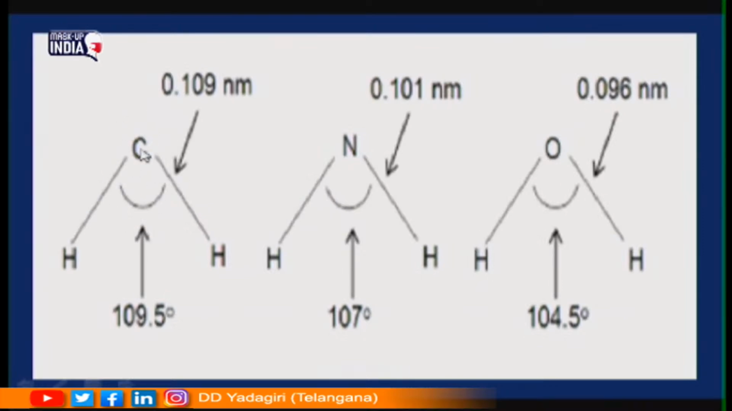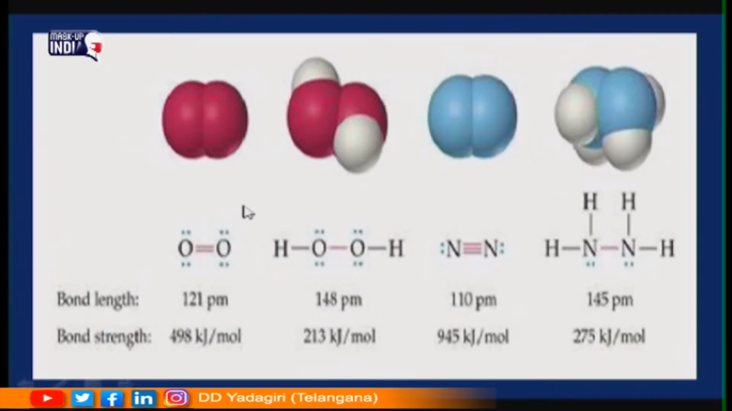So, in this picture you can see this is a methane molecule. Here the bond length between the carbon and hydrogen is 0.109 nanometer, and in the ammonia molecule the bond length between the nitrogen and hydrogen atom is 0.101 nanometer, and in the water molecule the bond length of oxygen and hydrogen atom is 0.096 nanometers. In the oxygen molecule, two atoms of oxygen are sharing two pairs of electrons. So, the bond length is 121 picometers. Pico means 10 to the power minus 12, children.